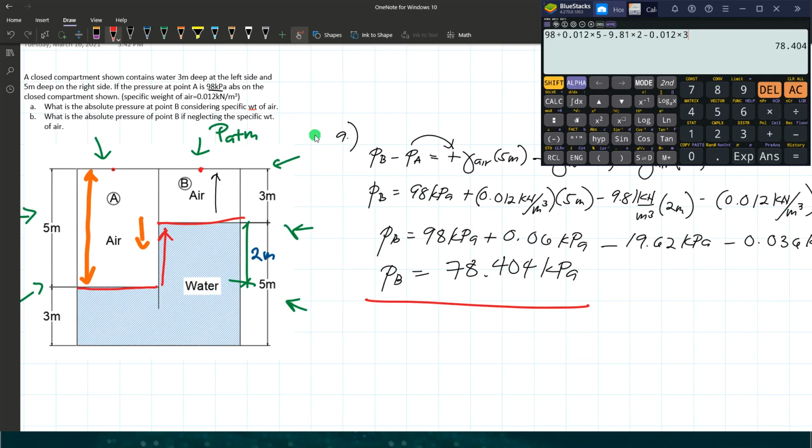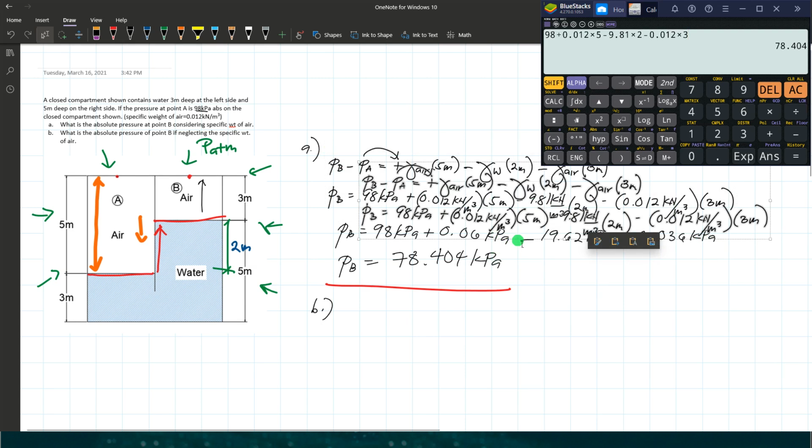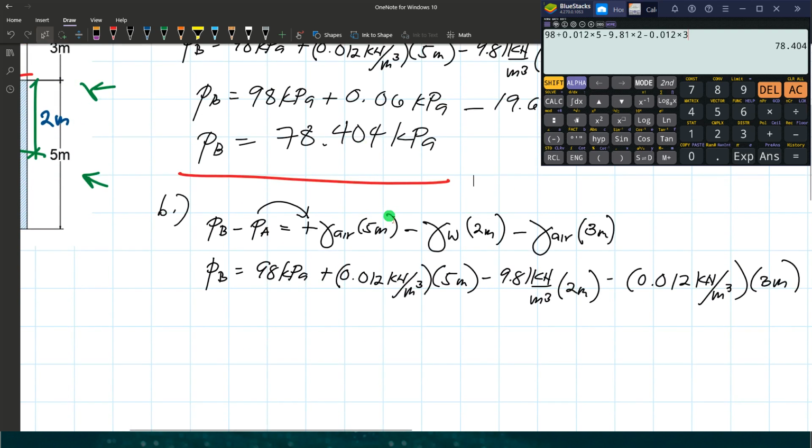So for letter D, we neglect the pressure of air. There's no contributing pressure due to air. So what we will do here is use the same solution, only that we will neglect air. So this will be removed, and this will be removed.